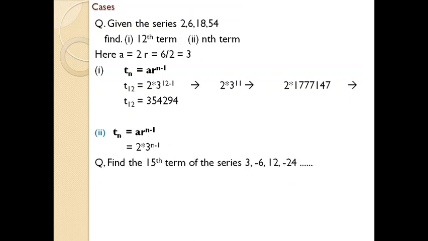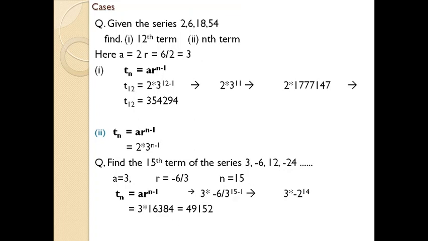Next part. Find the 15th term of the series 3, minus 6, 12, minus 24. From the given data, A is 3, R is minus 6 by 3, and n is 15. By substituting the values, you will get 3 into minus 6 by 3 raised to 15 minus 1. You will get 3 into minus 2 raised to 14. Remember, whenever a number with a power comes, just consider the sign associated with it and do the needful. Then finally you get 49152.